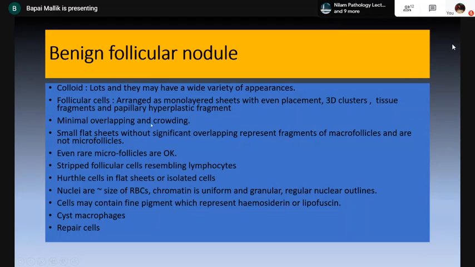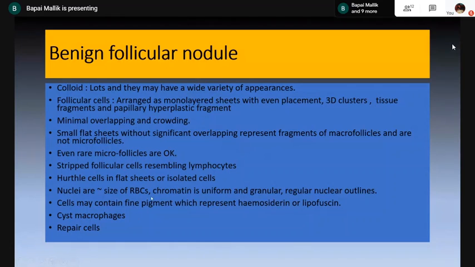There is a minimum amount of overlap and crowding. A small flat sheet without significant overlapping represents macrofollicles and is not exactly microfollicles. You may find microfollicles. They say rare microfollicles, but when you see a lot of macrofollicles and with that a pretty good number of microfollicles in the background of colloid, you can just safely call it a colloid nodule. You may come across a number of stripped follicular cells which resemble lymphocytes. You can come across Hürthle cells, more of that a little bit later.